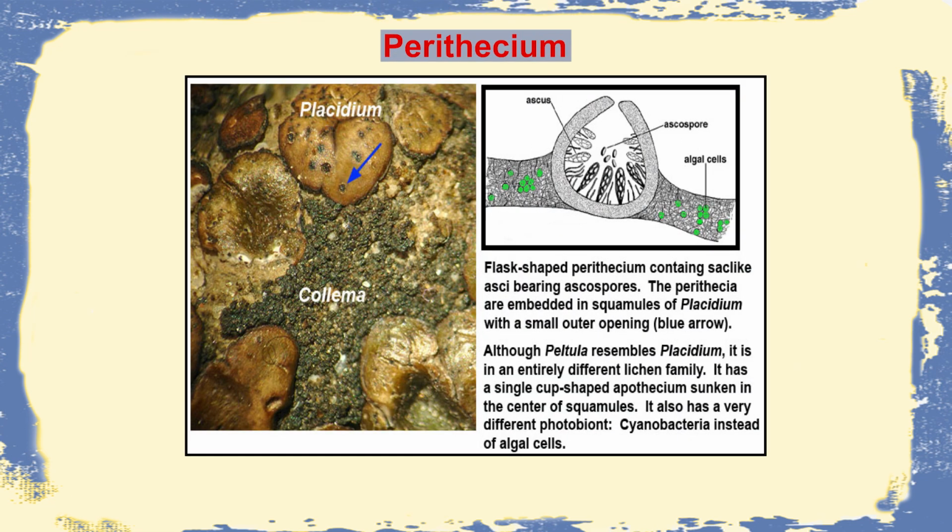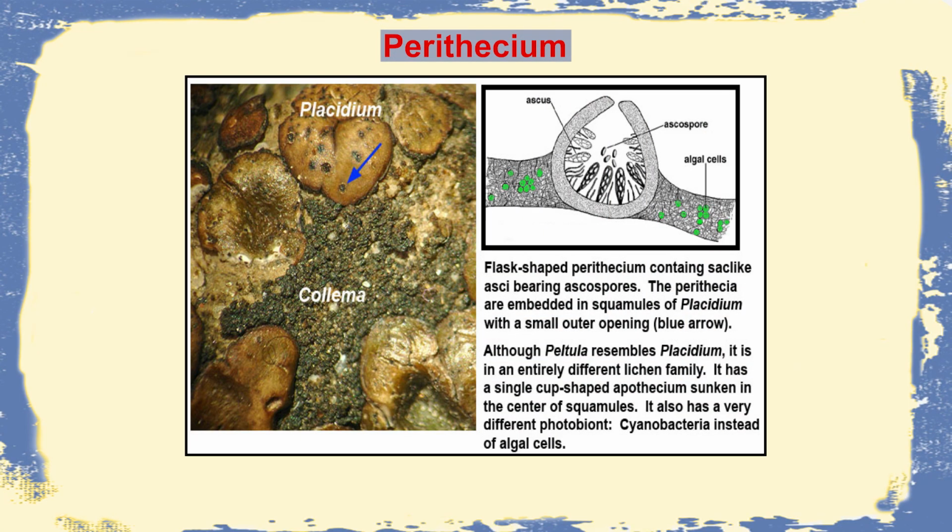Another important structure is the perithecium. Perithecium is a flask-shaped structure having the ascus and ascospores inside, and they get the food supply from the algal member, and sometimes they are embedded in squamules of Placidium, and this has a small opening and the entire structure is embedded. So naturally they can survive for a prolonged period even if the condition is very stringent.